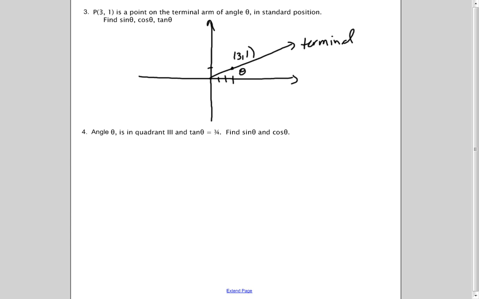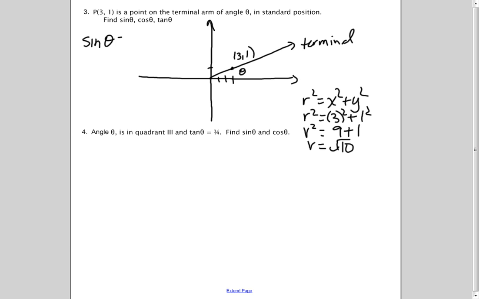I would like to find my r value. r squared is x squared plus y squared. 3 squared plus 1 squared is 9 and 1, so r is the square root of 10. So for my sine, cos, and tan, I need y over r, x over r, and y over x. You should have all of these on your blue cheat sheet.